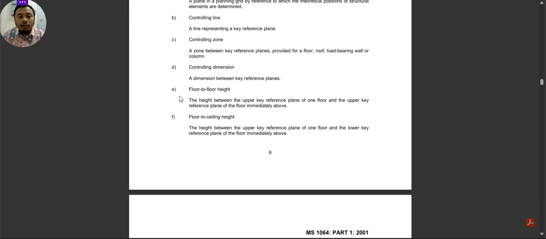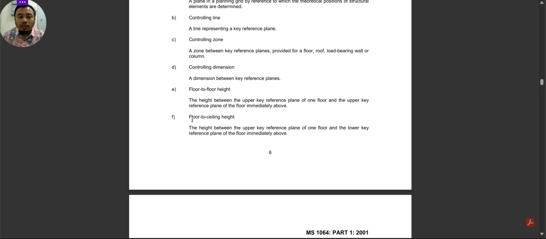And then floor to floor height. This standard defines the floor to floor height as the height between the upper key reference plane of one floor and the upper key reference plane of the floor immediately above, like first floor to second floor. The floor to floor height is defined as the finished floor level to the finished floor level.